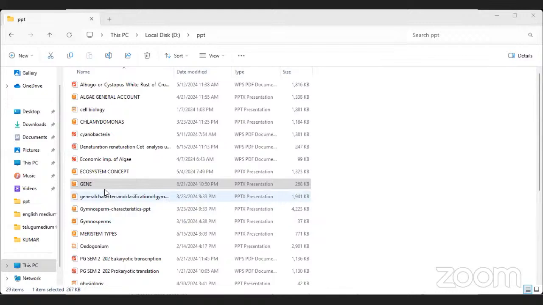Let's take PPT slide. Are you able to see the slide? Hello? Is it visible to you? Yes, sir. Yes. Eukaryote case types of RNA polymerases. Visible or not? Yes, sir. Types of RNA polymerase. Right. Right.